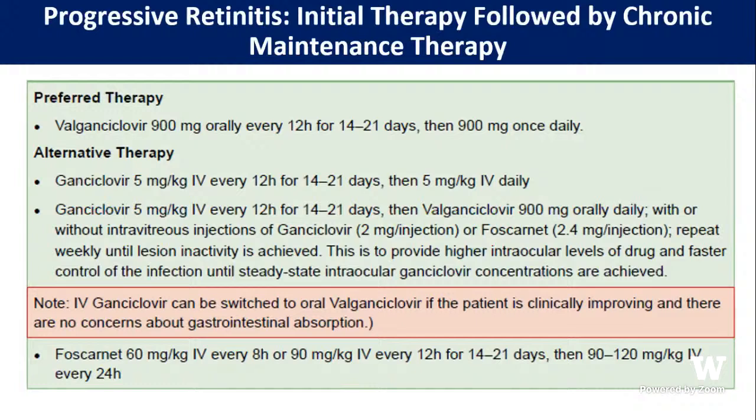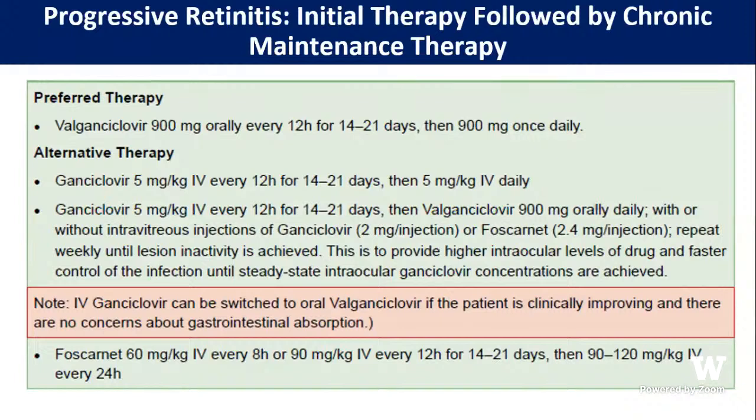The preferred therapy is valganciclovir, 900 milligrams given orally every 12 hours for 14 to 21 days, and then 900 milligrams once a day for a very long period of time. Alternatively, and before valganciclovir was available, we were using ganciclovir, 5 milligram per kg. We were giving it IV for about 14 to 21 days, and then 5 milligram per kg IV daily. Or you can give it IV for 21 days and then follow it up with oral, depending upon the extent of lesions, how active the lesion is, and what your ophthalmologist favors. So you have to work with that.